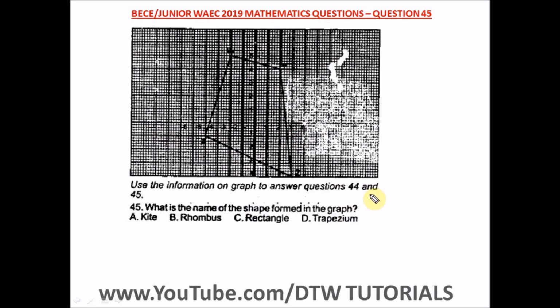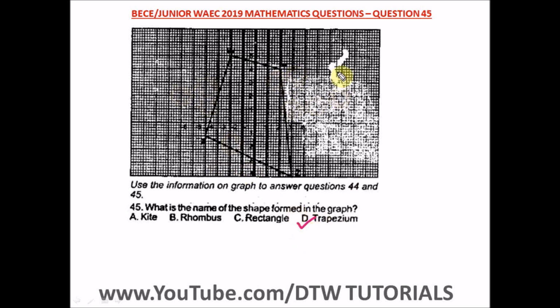Question 45 of the BECE Junior WAEC 2019 Mathematics Past Question. This is the next question on the graph. It says, what is the name of the shape formed in the graph? Option A says a kite. No, it's wrong. B says a rhombus. No, it's actually wrong. Then C says a rectangle. No, this shape is not a rectangle. The correct answer here is a trapezium.